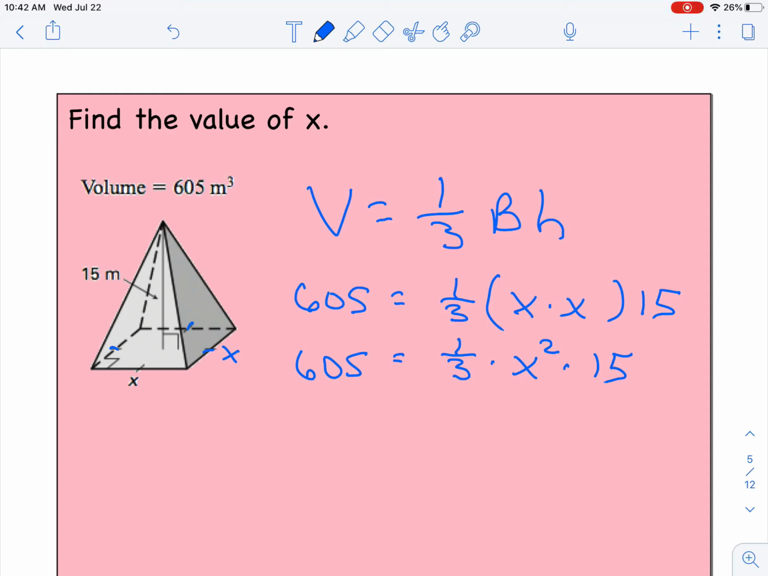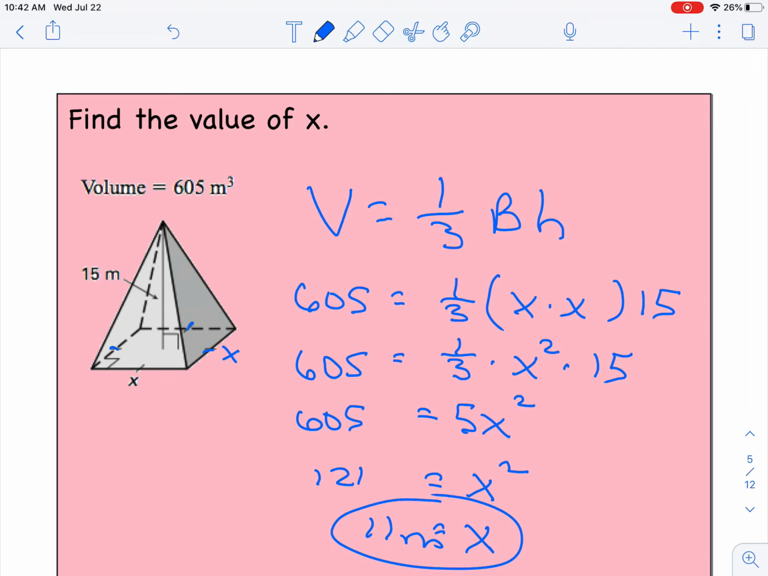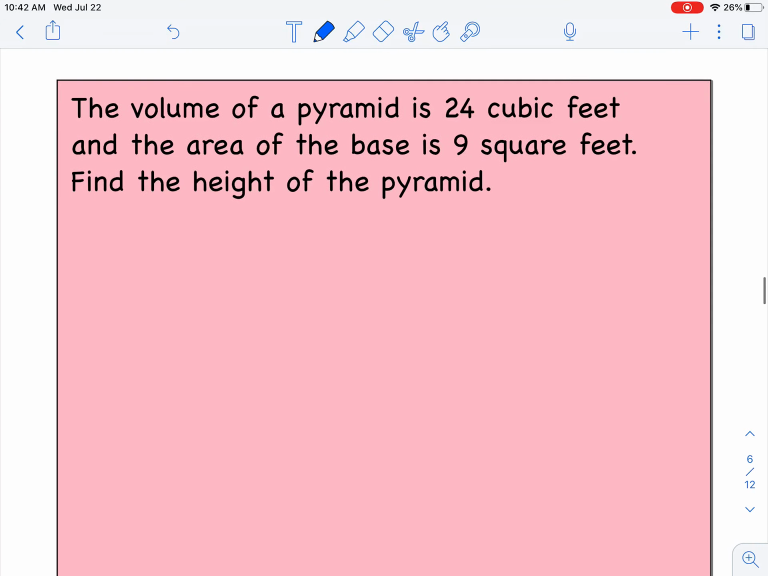At this point, I could take 1/3 of 15, which is 5. That just gives me 5x squared equals 605. Divide by 5, that gives me x squared equals 121. And when I take the square root of each side, I just get 11 meters for my value of x.